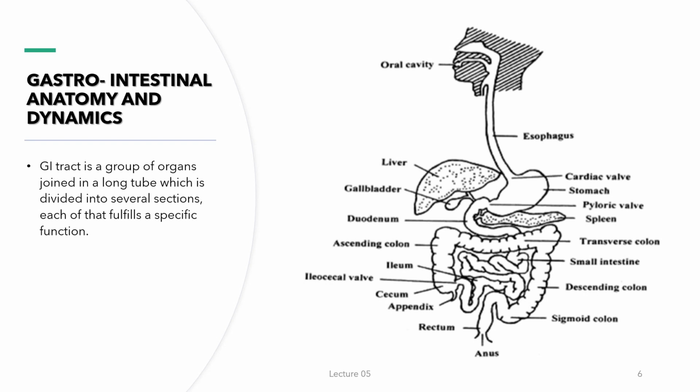The gastrointestinal tract is a group of organs joined in a long tube which is divided into several sections. Each of them fulfills a specific function. See here, the group of organs starts from here and ends at the anus. The transit begins with the oral cavity, follows through the pharynx, esophagus, stomach, small intestine and large intestine, ending with the rectum to anus.